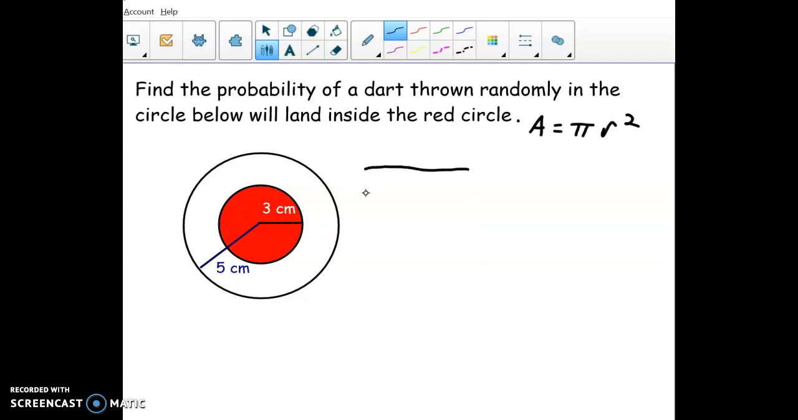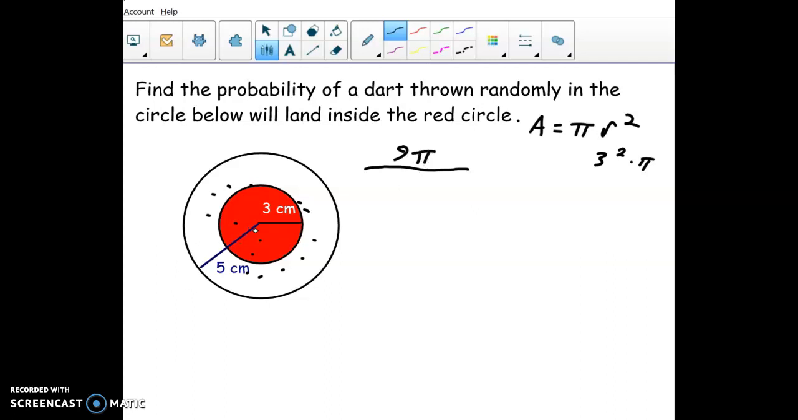All right, so hopefully I had a chance to try it first. The probability that we're throwing randomly, right? We're not throwing with skill, we're throwing randomly. The chance it's going to land in the red circle is the area of the red part, which is just 3 squared times pi. So that's 9 pi. That's our favorable.